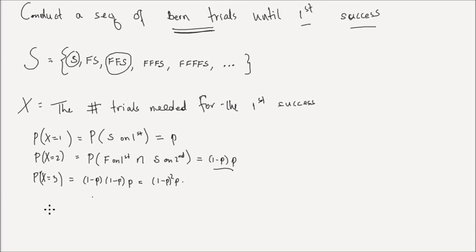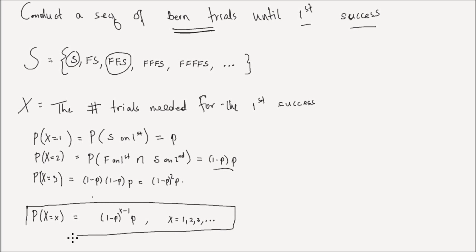Now, the probability that X takes any value little x is therefore equal to 1 minus P to the power of x minus 1 times P, where x takes a value of 1, 2, 3, 4, 5, 6, and so on. And therefore, that's the PMF of a geometric distribution. The PMF of a geometric distribution is given by 1 minus P to the power of x minus 1 times P, if X is defined as the number of trials needed for the first success.